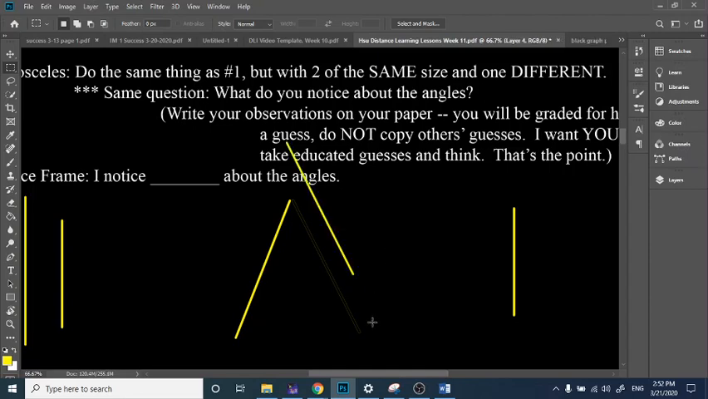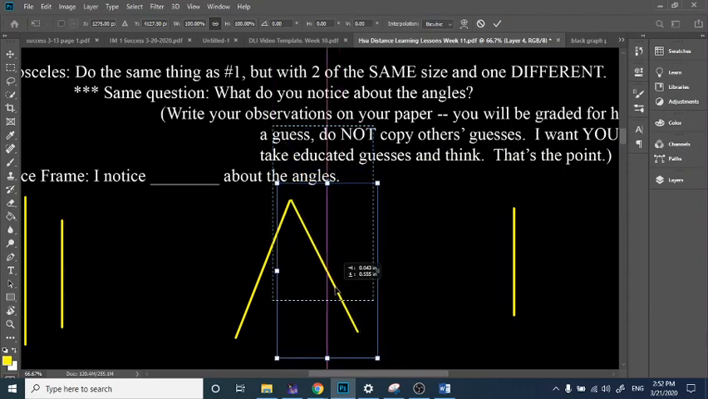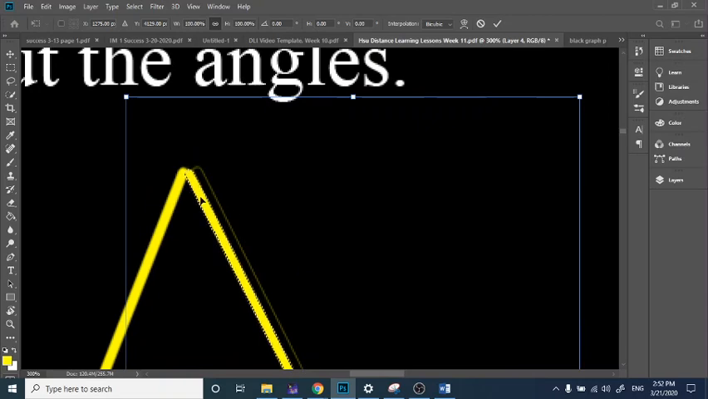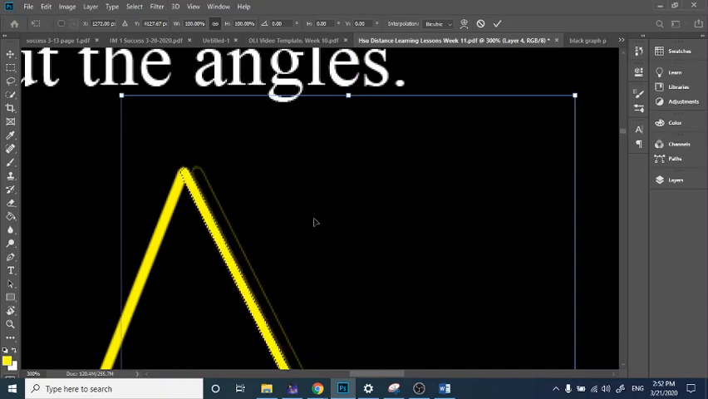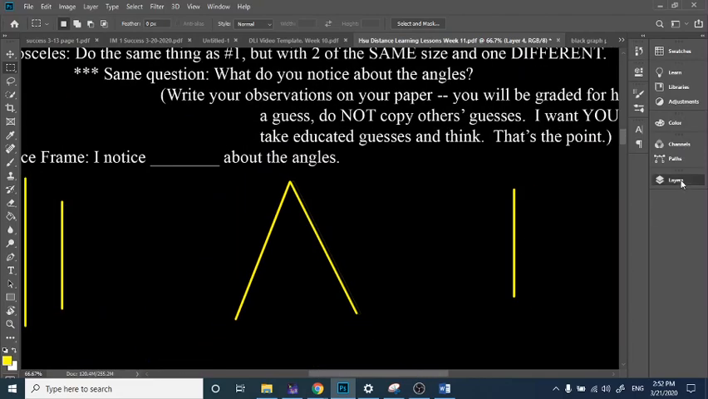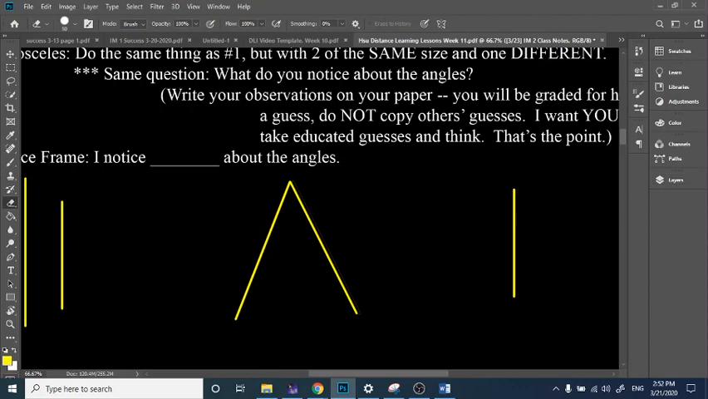I'm going to actually do that on a different layer. You'll see why. I'm not sure why that piece is still there. I'll erase it. Oop. Yeah, that little shadow's there. Alright.